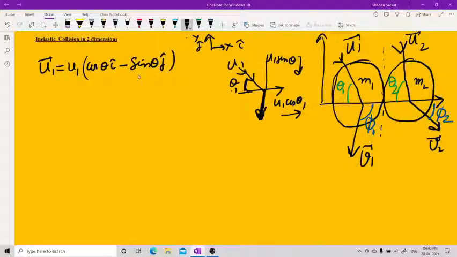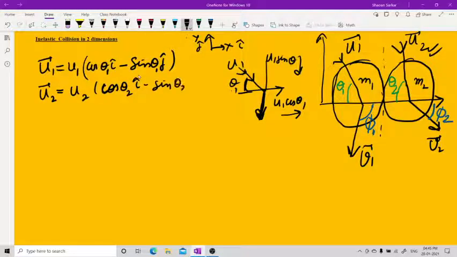Now again, similarly, I'll do it for u2 also. This one is also coming somewhat like this, now with some angle theta 2. So u2 will be u2 times (cos theta 2 i cap minus sin theta 2 j cap). Now take v1.